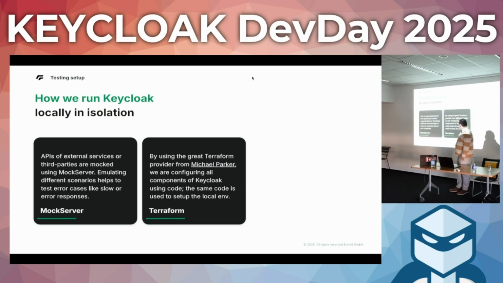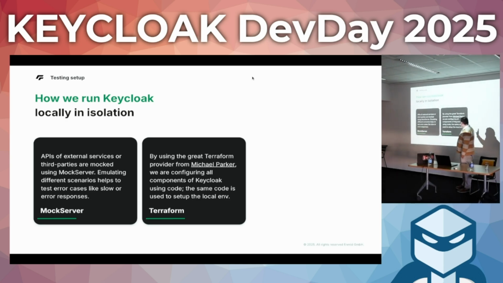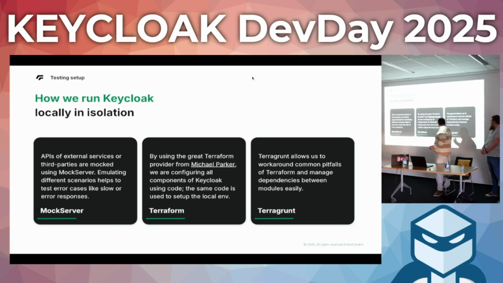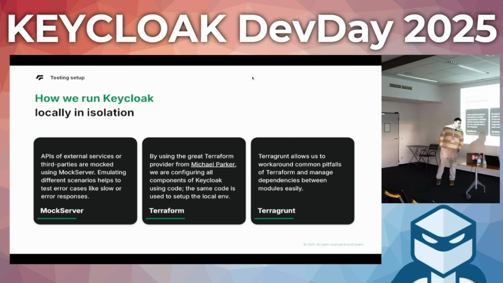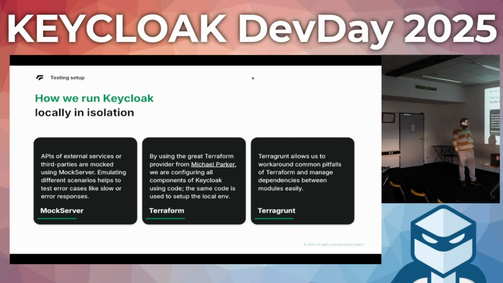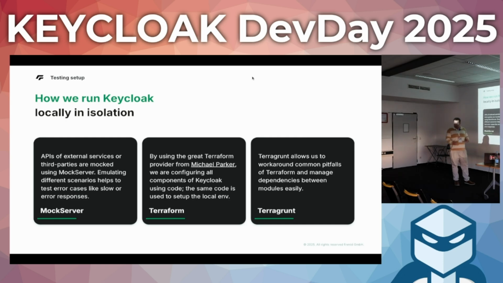Then one of the most important building blocks, of course, Terraform. By using the provider from Michael Parker, now adopted by Keycloak, we were able to basically configure all of our Keycloak using code in Terraform in a very well-documented, self-documented and descriptive way. And then we have Terragrunt, which is just a wrapper around Terraform. You might have heard about it or even use it. It helps us to avoid certain pitfalls from Terraform itself, and also manage the dependencies better between the Terraform modules.